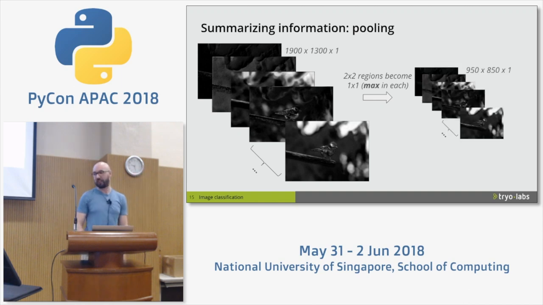So if we were 1900 by 1300, now we're going to be 950 by 650. So we actually halved the spatial dimension. And the interesting thing is, why does this intuitively work? Why are we taking the max and not the average, for example? There is actually another pooling called average pooling, but people generally use max pooling. So why does it work?